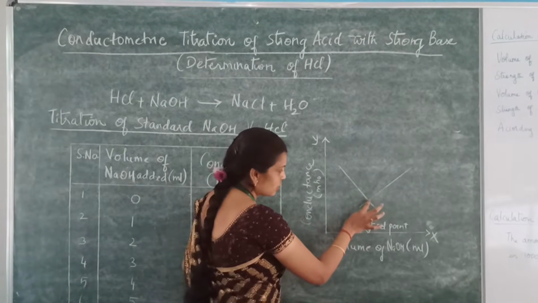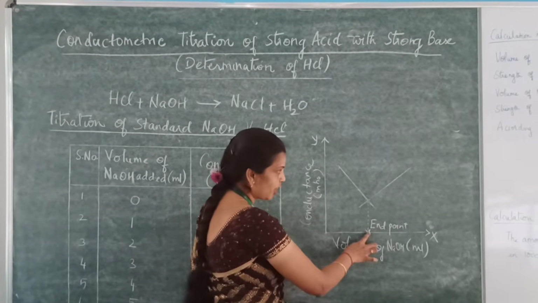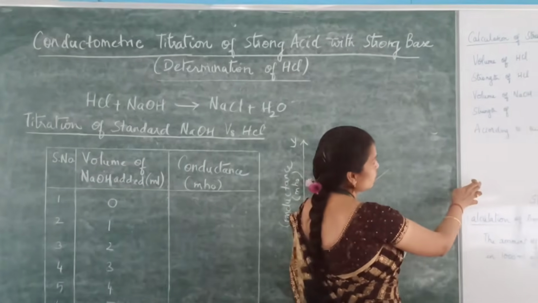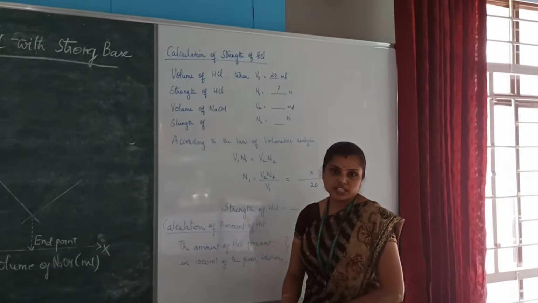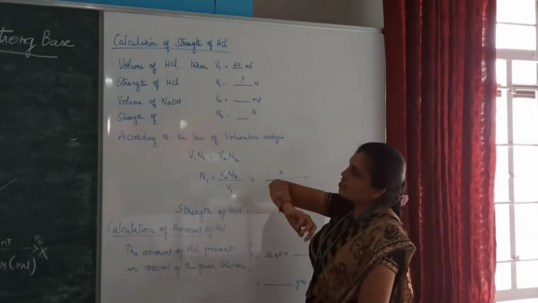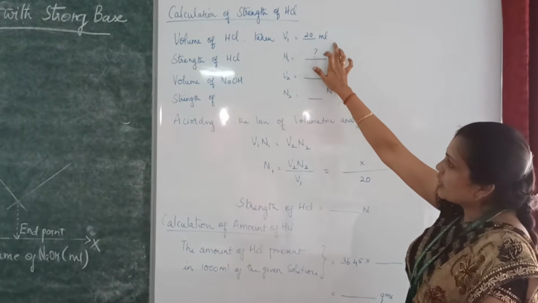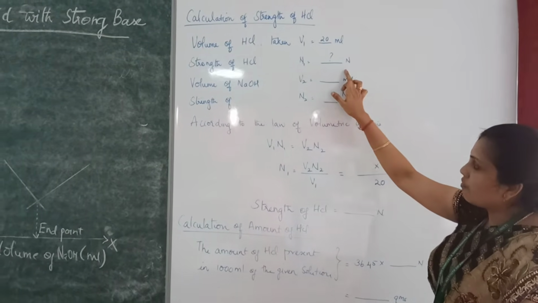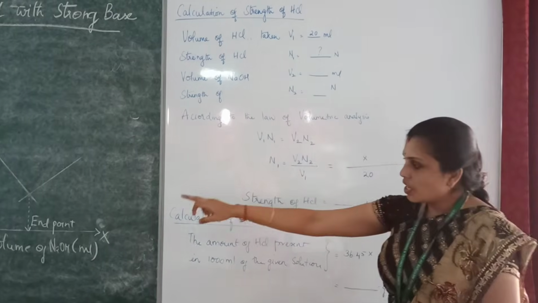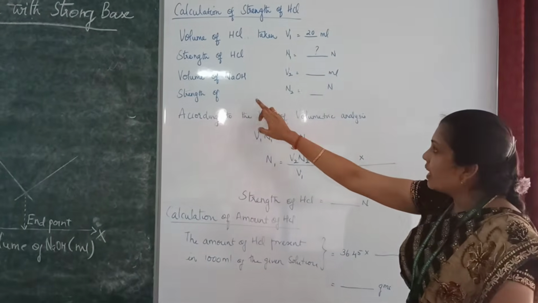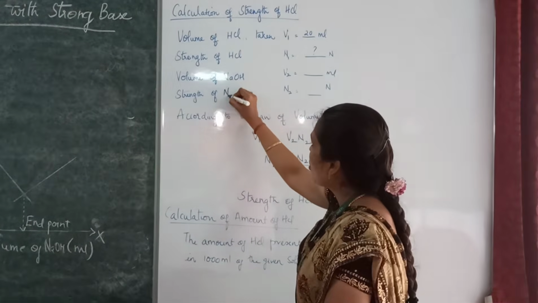So from this intersection point, you can find out the end point of the reaction. From this end point, you can carry out the calculation. By doing this calculation, you can find out the amount of the HCl solution. So coming to the calculation part, the volume of HCl taken in the pipette is 20 ml. The strength of the HCl solution we have to find from the calculation, and the volume of sodium hydroxide is from the end point obtained from the graph. The strength of the sodium hydroxide is already known.